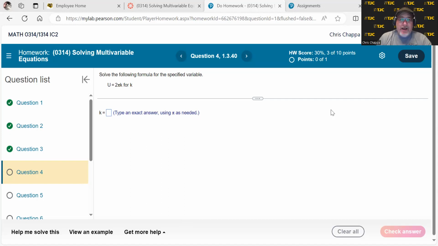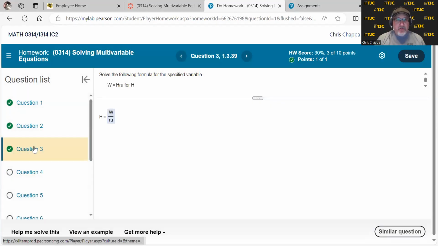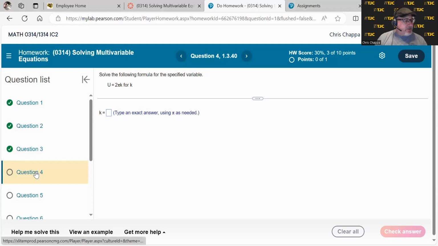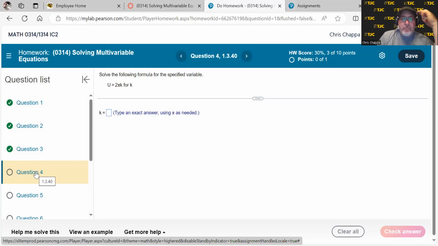All right, solve the following for K. U equals 2 pi K. Well, to be honest with you, this question is just like the previous one. It's 1 thing on the left equals 3 things being multiplied on the right. This is 1 thing on the left equal to the product of 3 things on the right. We're solving for K. Well, U equals 2 times pi times K. Well, let's talk this one out.